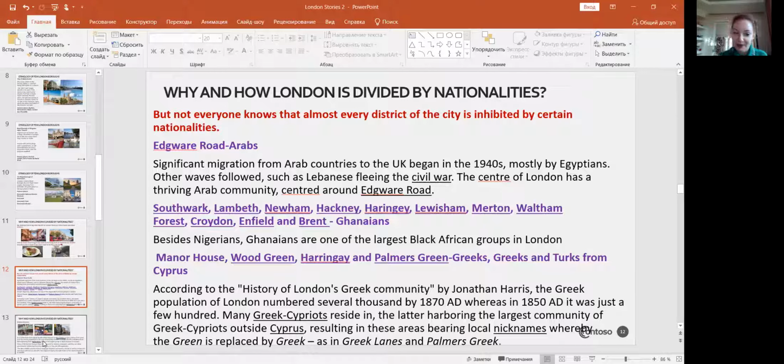And the funny thing is, usually Turks and Greeks from Cyprus dislike each other, and they were put in the same area. So I was living in this area, and there was a huge conflict between the woman I was renting a room from and her neighbor from the Turkish part of Cyprus. But the London government decided like that.